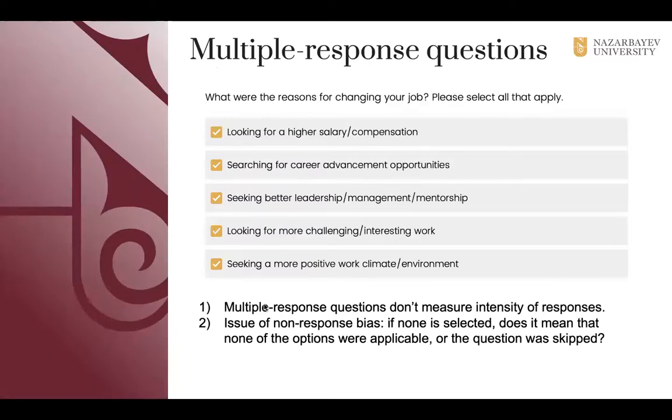Another thing to try to avoid is multiple response questions. These are the questions where you can select an unlimited number of response options. For example, what were the reasons for changing your job? And as you can see in this example, you can select all 5 response options. Why can this cause some problems?